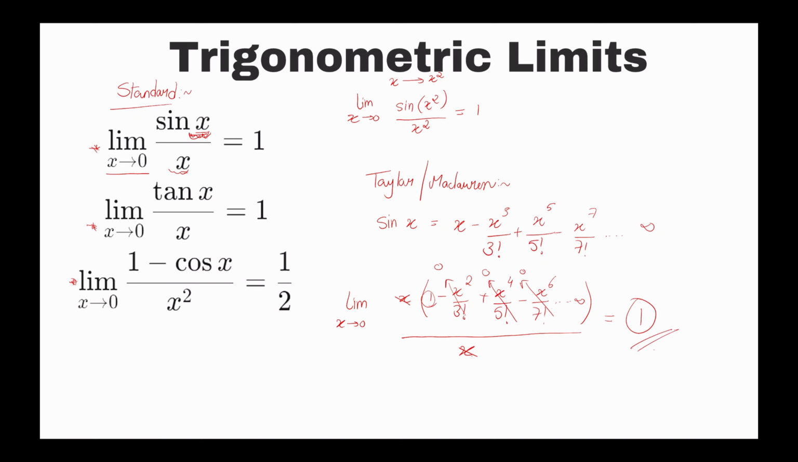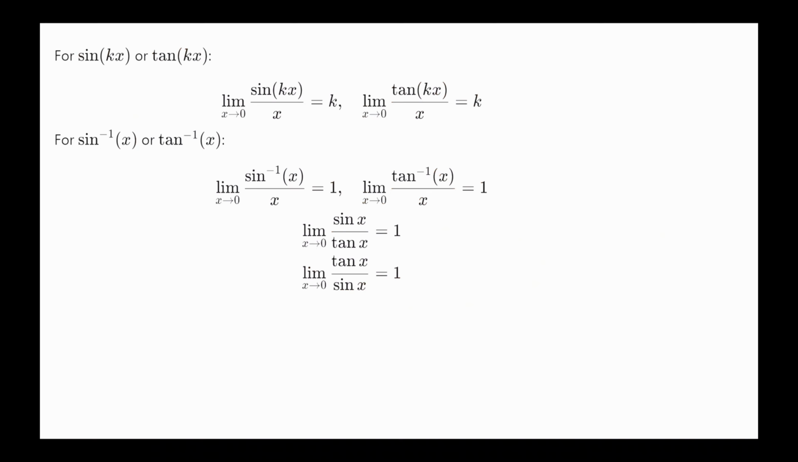Similarly for tan x also, you can use the expansion of tan x using the Taylor and Maclaurin series. Write down its expansion, take x common, and from there you'll get that answer. 1 minus cos x upon x square. For cos x also there is an expansion. You can use that, find out your answer. So keep these things in mind. Let's look at a few more. Let's say instead of x, as I mentioned, if you have sine of kx, then it is basically limit x tending to 0 sine of something upon something.